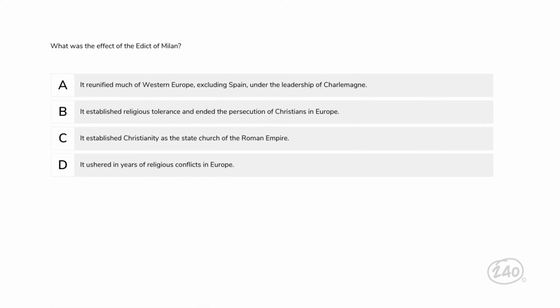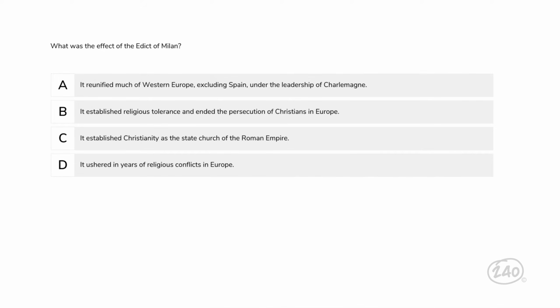What was the effect of the Edict of Milan? This question is fairly narrow and may be hard to reason through if you don't remember what the Edict of Milan was. So we're going to use the process of elimination method to try and find the right answer. These answer choices all revolve around Christianity in Europe, and one mentions Charlemagne. So let's use those to help jog our memories.